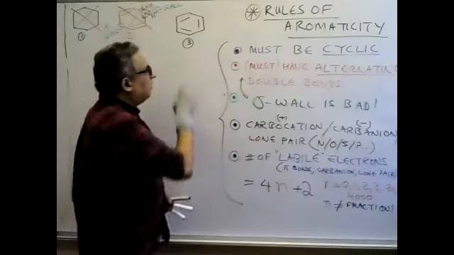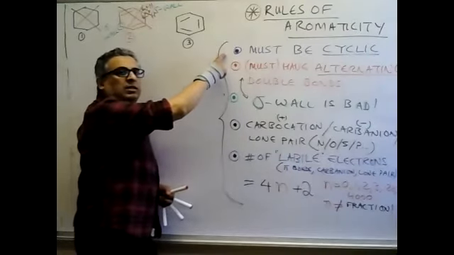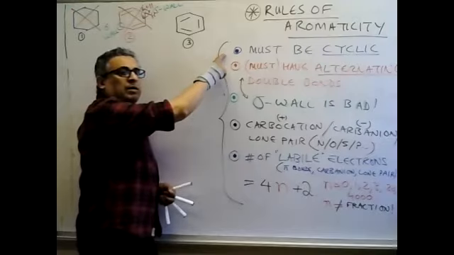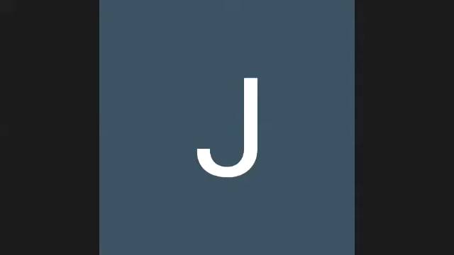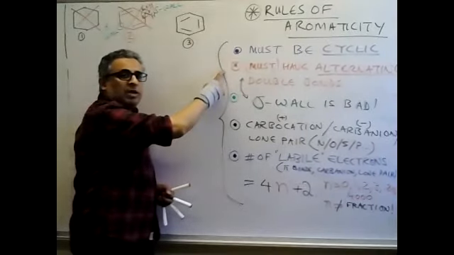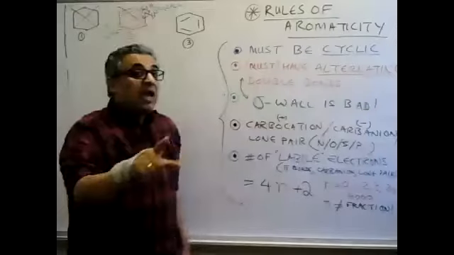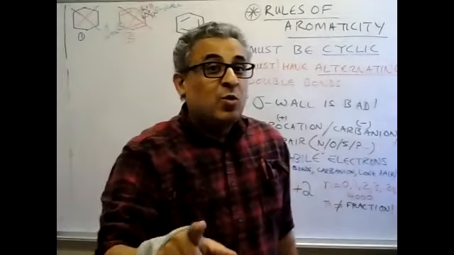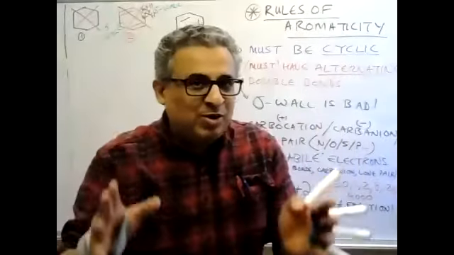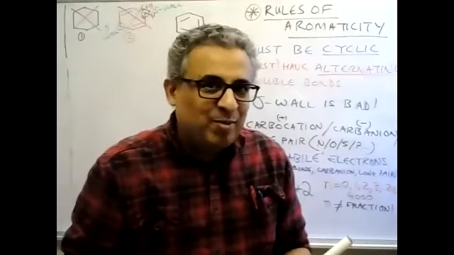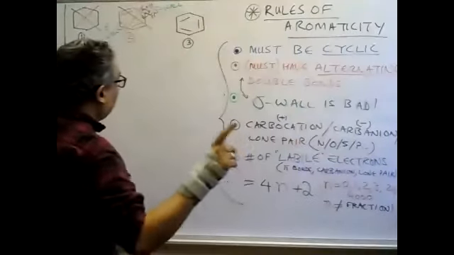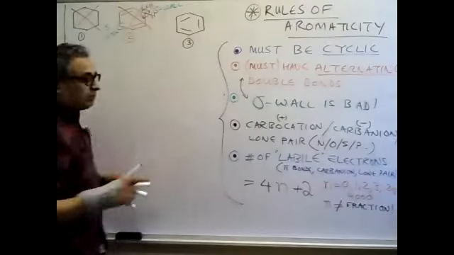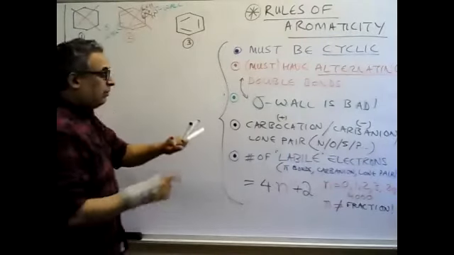Yes? Answer, one person at a time. Look at rule number 1. Does it satisfy rule number 1? Yes. Okay, so it's cyclic, good. Does it have alternating double bonds? Yes. You're not done yet. We may stumble upon a situation where the molecule is cyclic, it's got alternating double bonds, but it's not aromatic. So what do you have to check now? The last rule. Okay. Now we're going to practice that last rule.